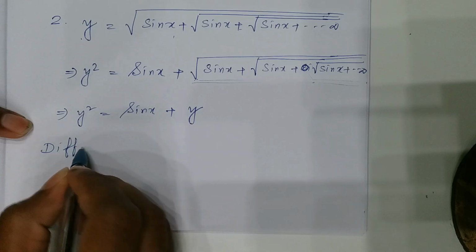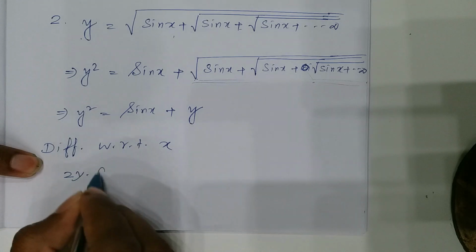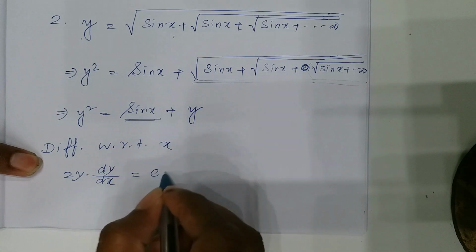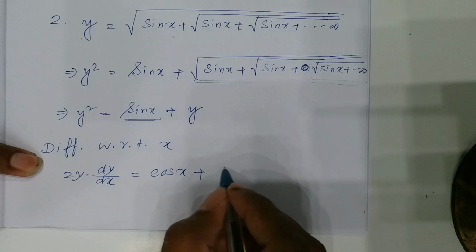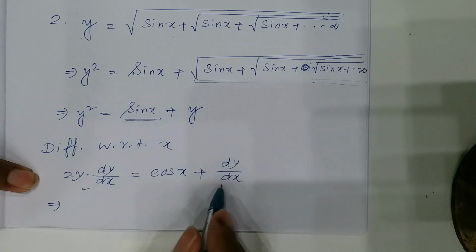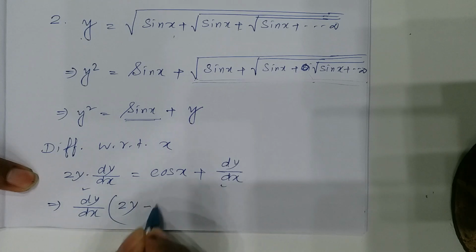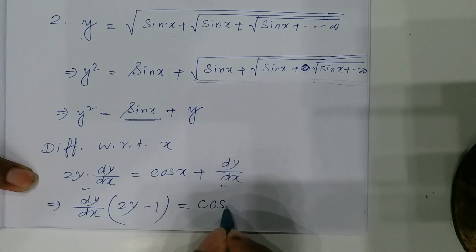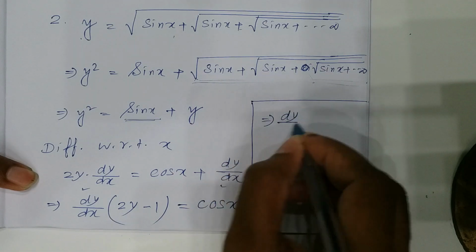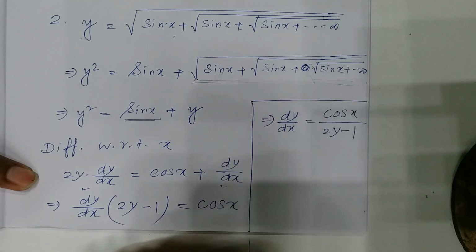So differentiating with respect to x. So left hand side is twice y dy/dx is equal to the differentiation of sin x is cos x only, then plus differentiation of y is dy/dx. Now this and this term taken to the left and taking common dy/dx, it is simply twice y minus 1, and on the right side only cos x is remaining there. Now just divide this term. So that implies dy/dx will be equal to cos x by twice y minus 1.